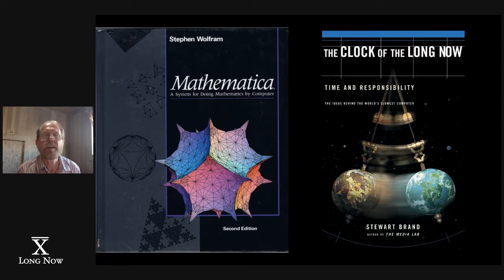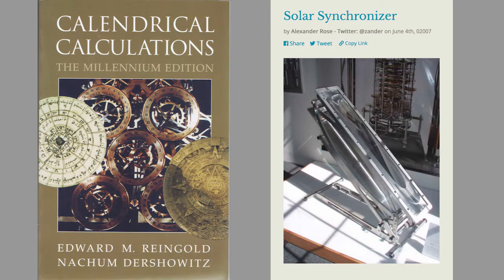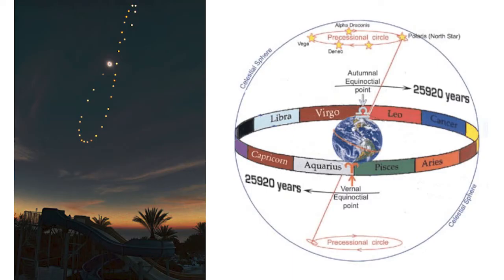He had seen my illustrations in the second edition of the Mathematica book. And so he said that I was the only one he could think of who could make a machine part from a mathematical equation. So the problem of keeping accurate time for 10,000 years, one idea is a solar synchronizer. The problem is the solar synchronizer sees sundial time, which needs a calendrical calculation to convert to atomic clock time.